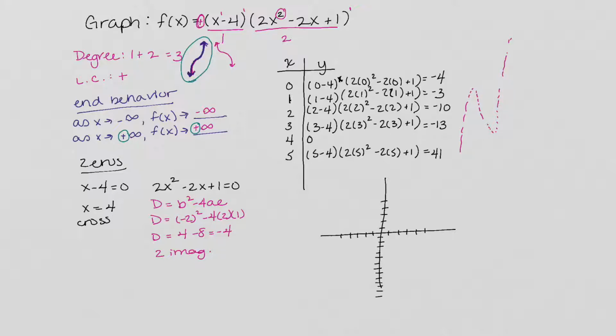All right, so I have the point 0, negative 4. It's right there. I've got the point 1, negative 3, 2, negative 10, 3, negative 13, 4, 0, and then 5, 41, which is just off the charts. And what we're going to do is connect those dots.